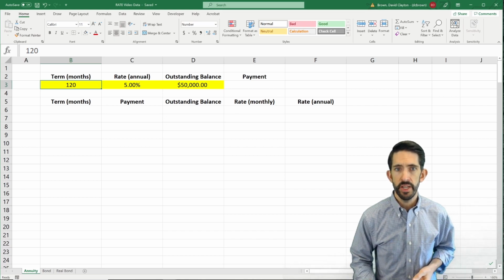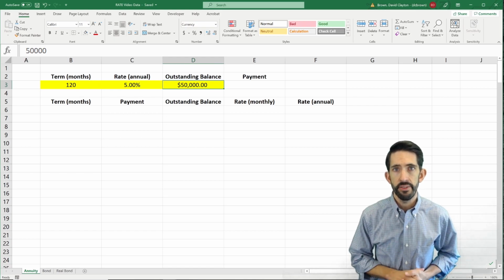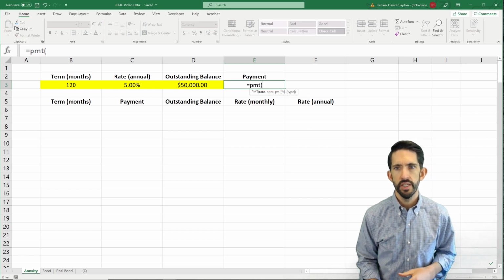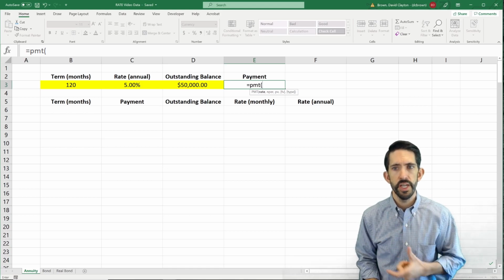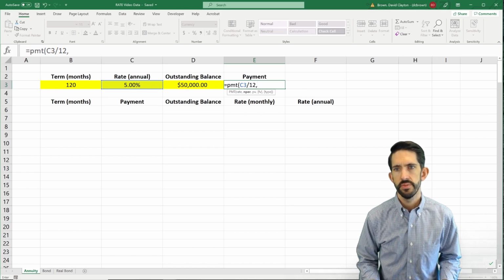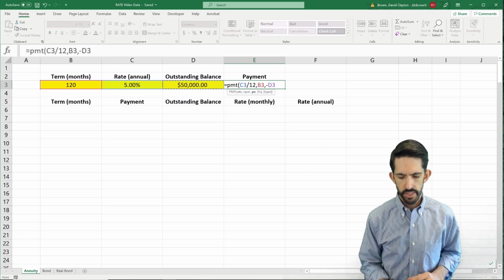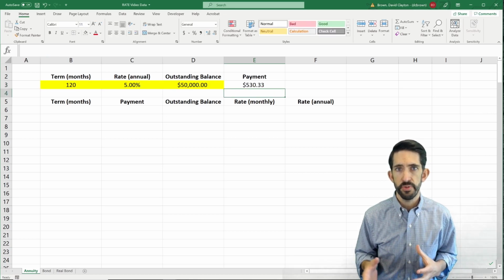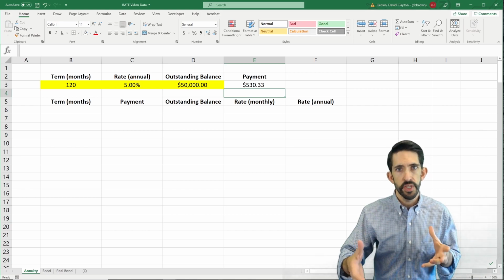So what I have set up here right now is that we have a term of a loan, its annual rate, and the outstanding balance. So just like you've done before, you can use the payment function, or PMT, to calculate the payment that would be required to pay this loan off over time. So we can take our rate, remember, and divide by 12 to get that to monthly. We can reference our number of periods, and then the negative of the outstanding balance, and that gives us our payment. In this case, $530.33 will pay off this loan in 120 equal payments over time.